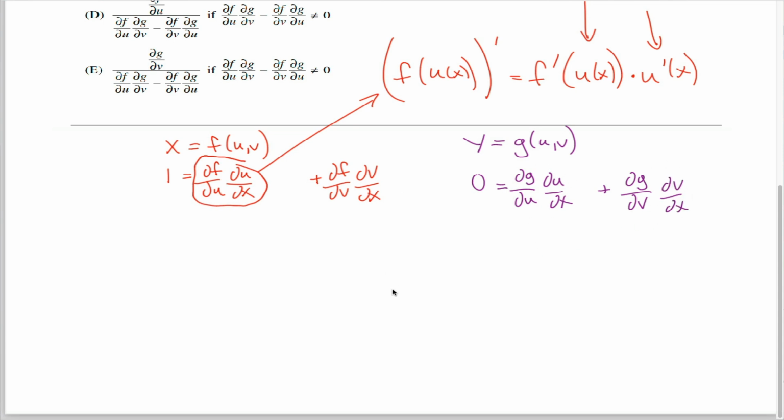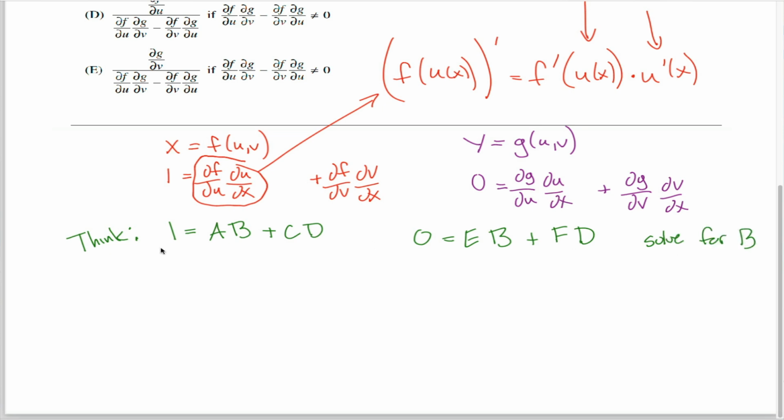If you can get this far, you're done with calculus. Really, at this stage, all we have is an algebra problem. Think: 1 is equal to a times b plus c times d, and 0 is equal to e times b, note that this is the same as this, plus f times d, again noting that this is the same as this. What we're being asked is to solve for du dx, which is b in this little translation here.